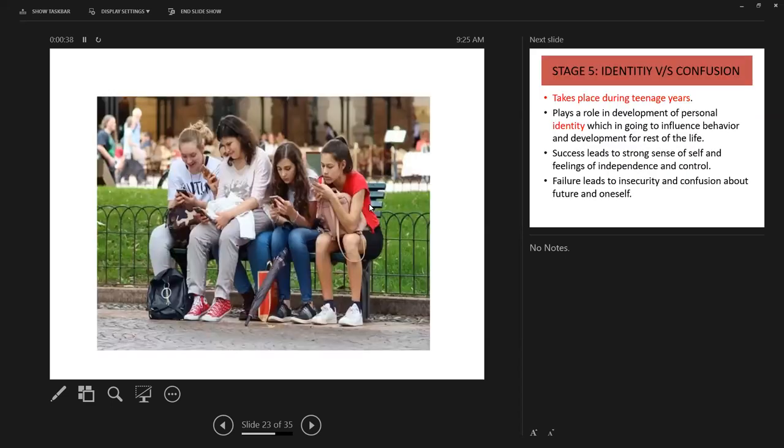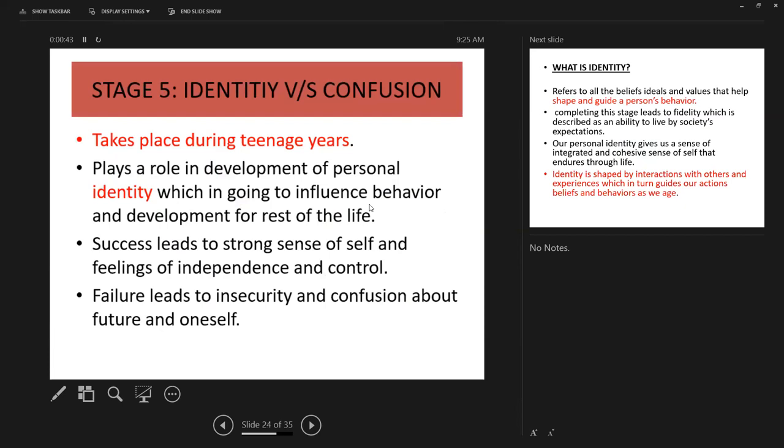So the next stage is identity versus confusion, which takes place during adolescence and teenage years. It plays a role in development of personal identity, which is going to influence an individual's behavior for the rest of life. So success will lead to a strong sense of self and feelings of independence and control. And failure will lead to development of insecurity and confusion about the future and oneself.